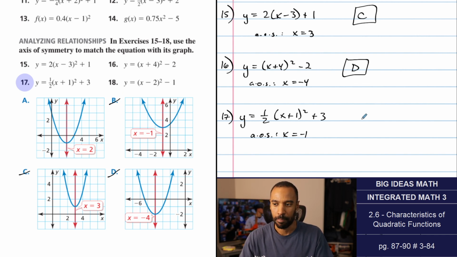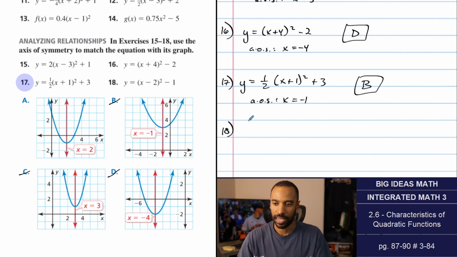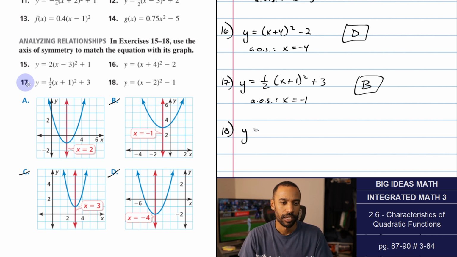It's gonna be B. And then number 18 will be y equals, well, process of elimination, but it's going to be A. So y equals x minus 2 quantity squared minus 1.